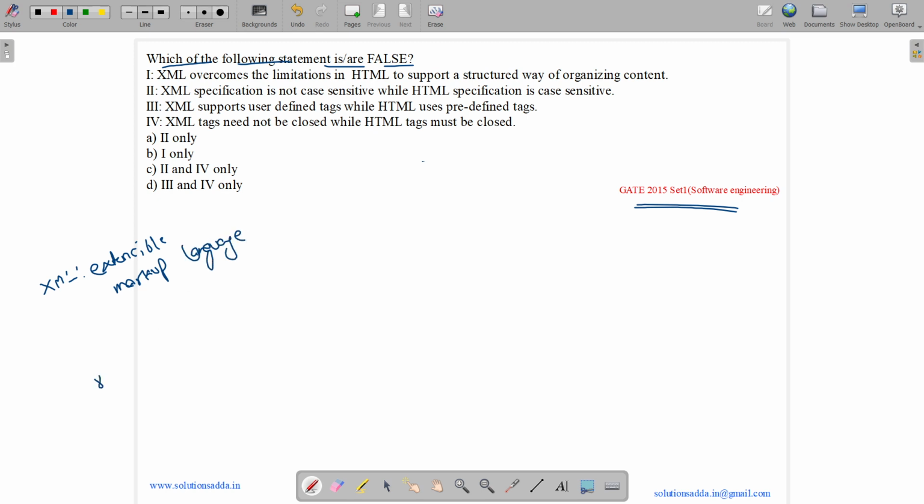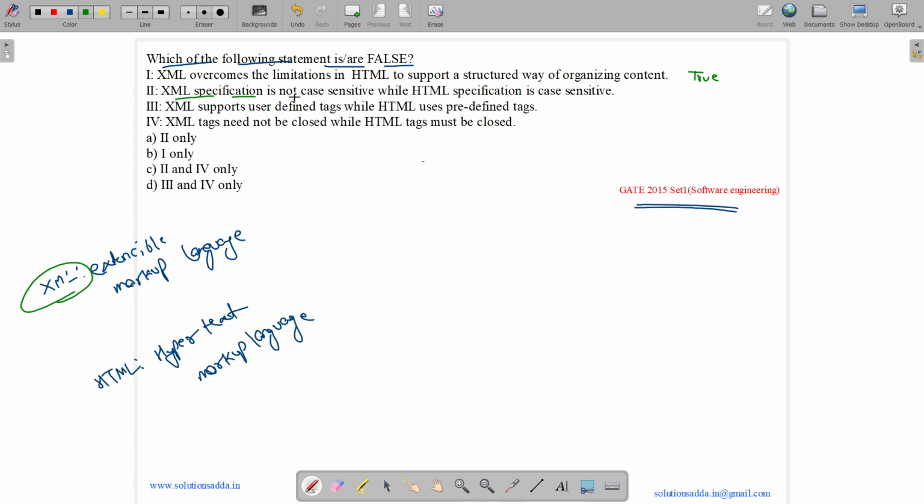And we have HTML. What is HTML? HTML is hypertext markup language. They are basically used to design the web pages. So we have XML overcomes the limitation in HTML to support a structured way of organizing content. Yes, this is true. XML is basically a structured way of organizing content.